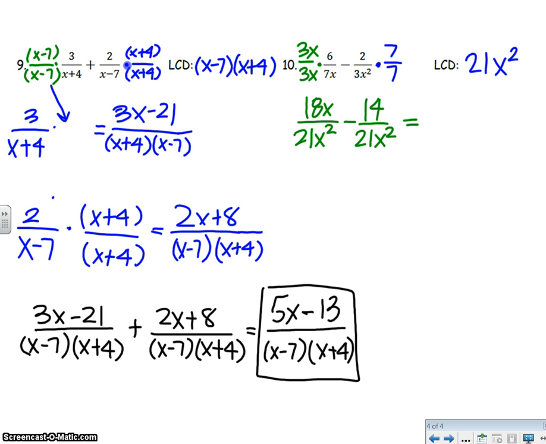Again, common denominator, we'll just subtract our numerators. We'll have 18x minus 14 over 21x squared. Now we would be able to factor a 2 out of 18 and 14, but since it's not going to do us any good, we can go ahead and circle this as our final answer.